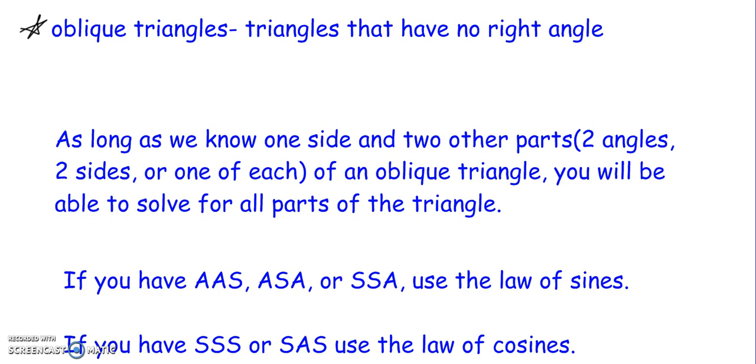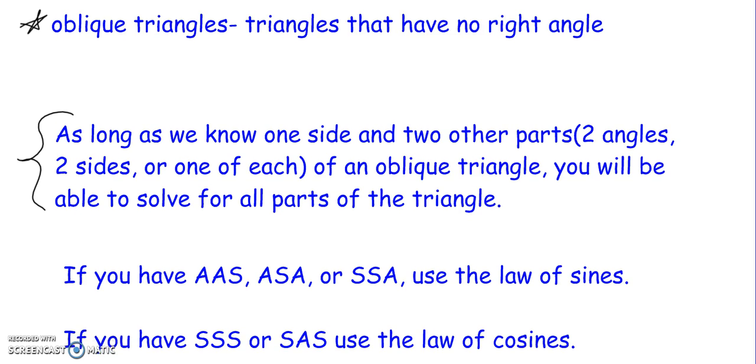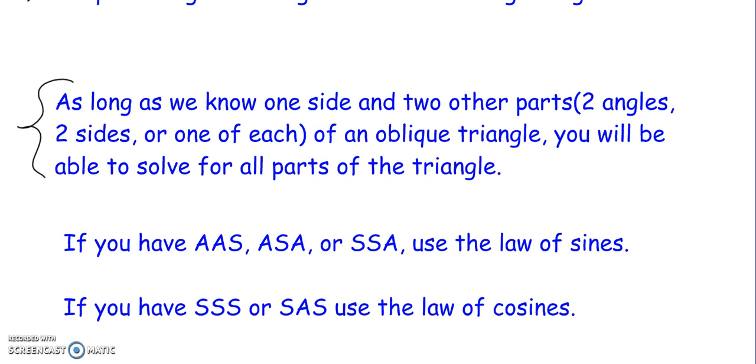The goal of these next two sections is finding all of the side measures and all of the angle measures of any triangle. As long as we know one side and two other parts of the triangle, whether that's one side and two more sides, so three sides, or one side and two angles, or two sides and an angle, we will, by the end of the next two sections, be able to figure out all parts of the triangle.